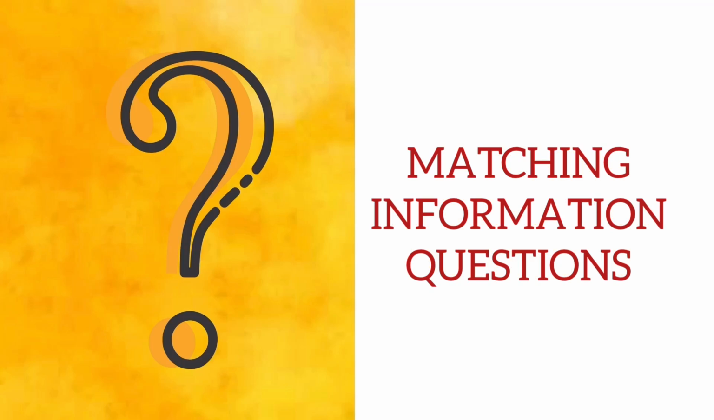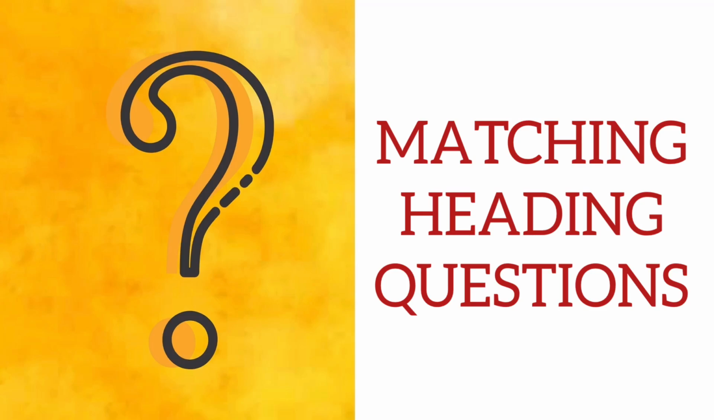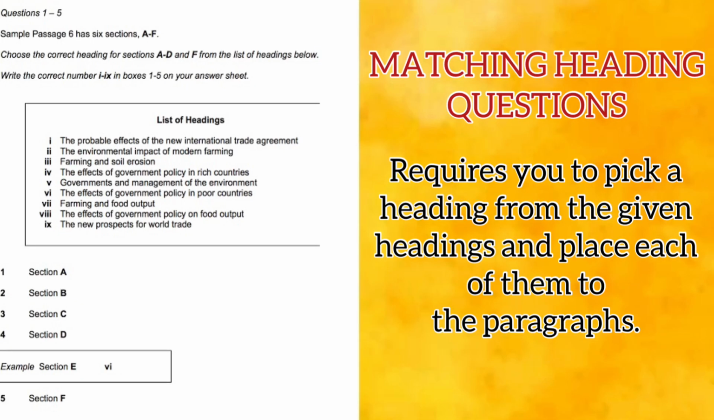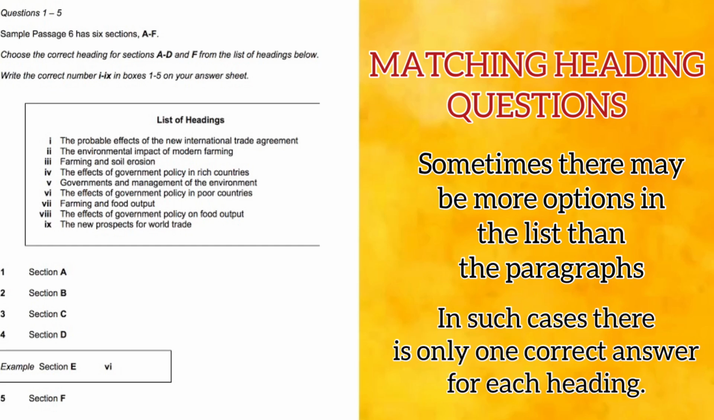Fourth type of question is matching information questions. These questions require you to match information asked in the question with the paragraph that contains the information. Fifth type of questions is matching heading questions. In these type of questions, you will be provided list of headings. You will now need to identify the paragraphs to which the heading matches. There may be more options in the list than the paragraphs. In such cases, there is only one correct answer for each heading.